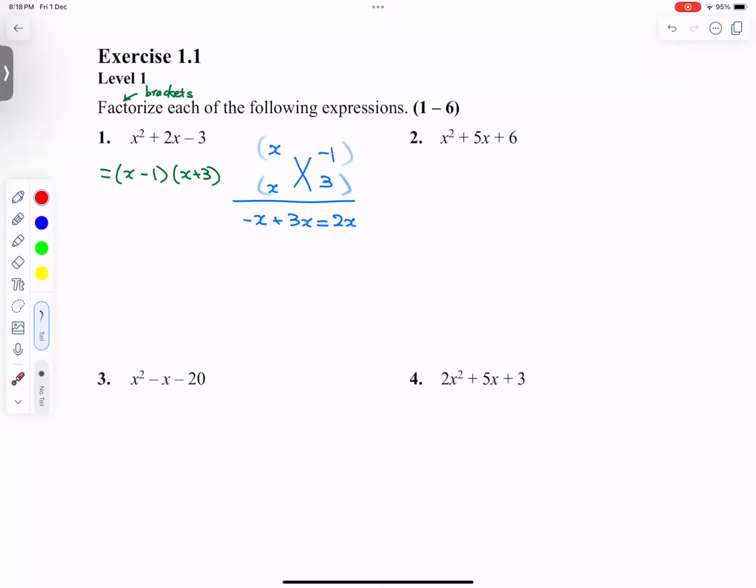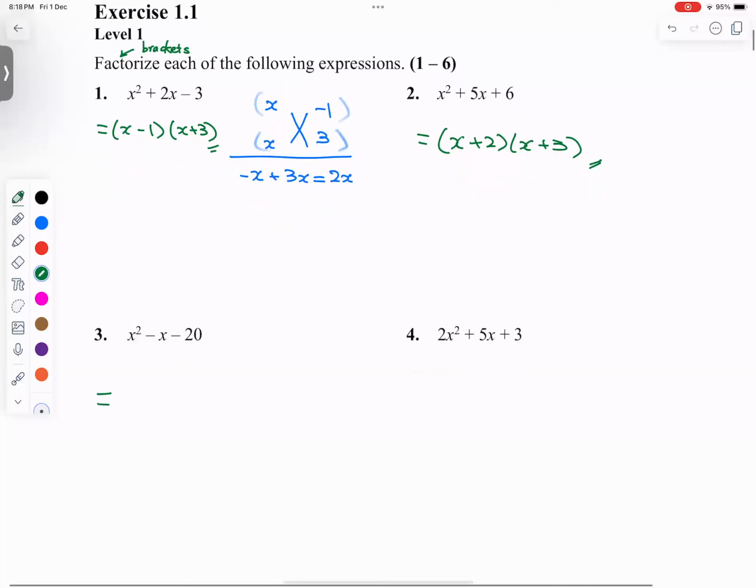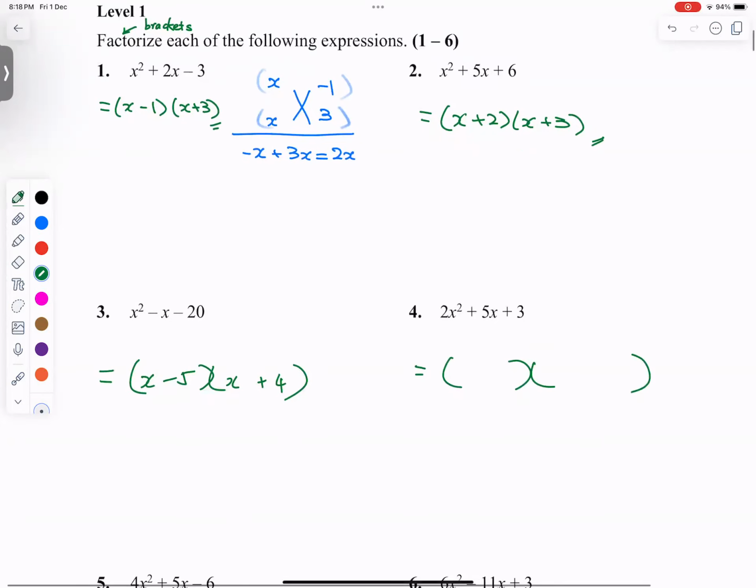Okay, done. Okay, so what's your question 2? X plus 2 and X plus 3. Yep, that's correct. How about the bottom one? X minus 5 and X plus 4. Yep, and then the last. X plus 1 and 3X plus 2.